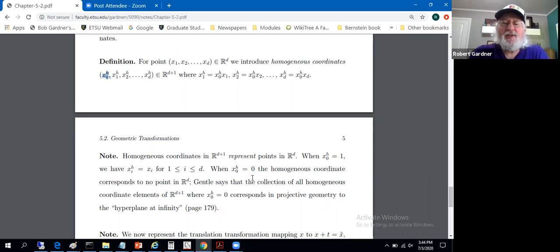If x sub 0 h equals 0, then you're going to get all zeros here. This collection of all homogeneous coordinates that have x sub 0 super h equal to 0 corresponds, in projective geometry, to the hyperplane at infinity. Okay, I'm going to leave you to figure out the details on that. I'm happy to say x sub 0 super h equals 0. There's a problem. I'm going to get only zeros out. I can't translate back is what the problem is that creates.